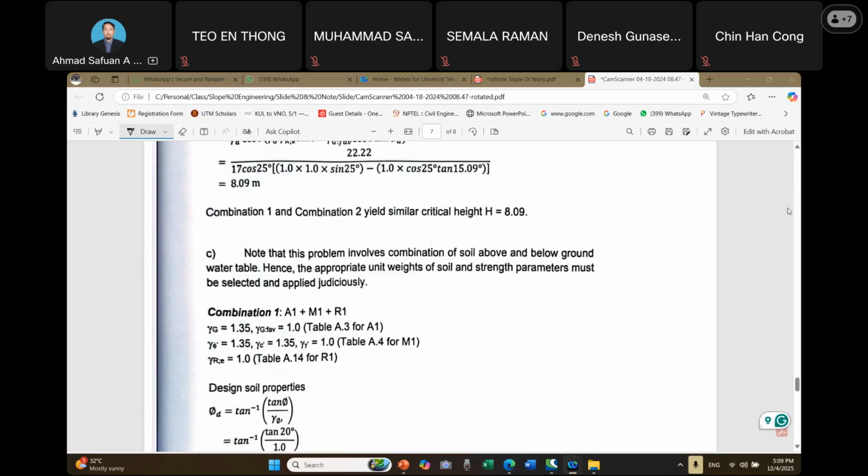I will mention which combination that you need to use. Either you may solve it based on combination 1 or you may solve it based on combination 2.